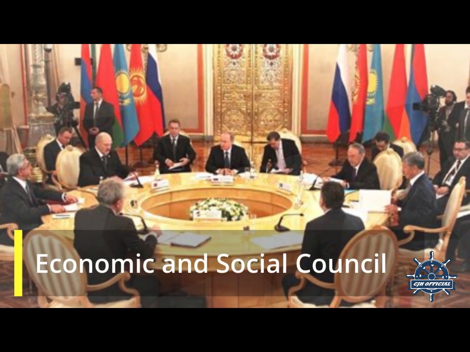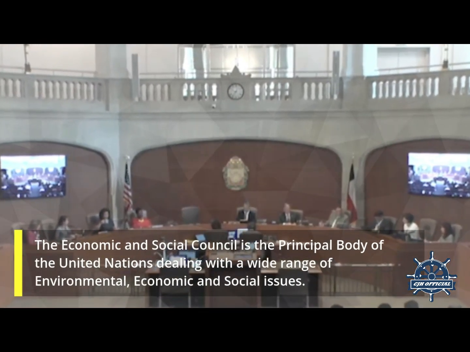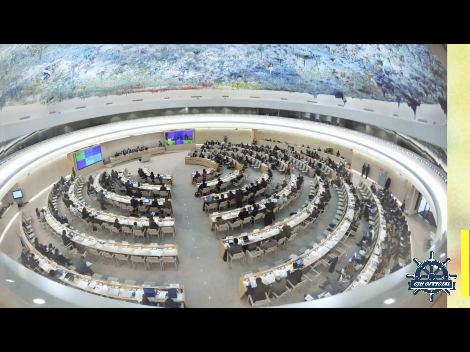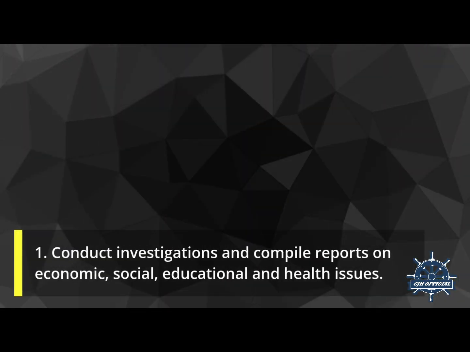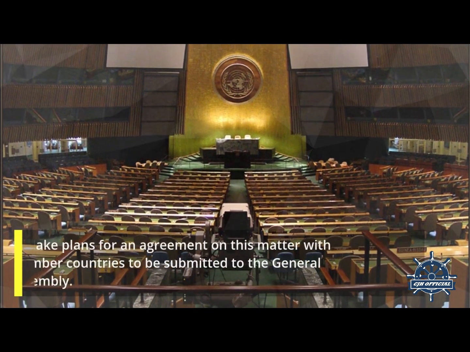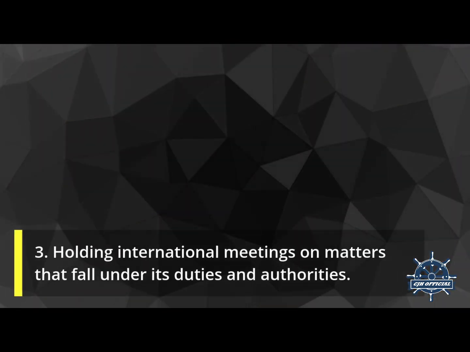Economic and Social Council. The Economic and Social Council is the principal body of the United Nations dealing with a wide range of environmental, economic and social issues. The main tasks of the UN Economic and Social Council include the following. 1. Conduct investigations and compile reports on economic, social, educational and health issues. 2. Make plans for an agreement on this matter with member countries to be submitted to the General Assembly. 3. Holding international meetings on matters that fall under its duties and authorities.